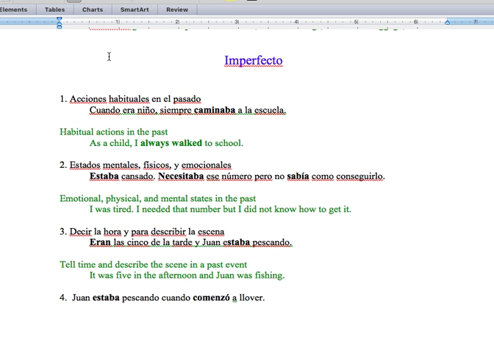So that's telling us that when you're a child, you were a child for quite some time. For that long period of time that you were a child, you would walk to school. So it happened a lot more than once, right? So pretty much, if an action happened more than once, you're going to use that imperfecto. All right.